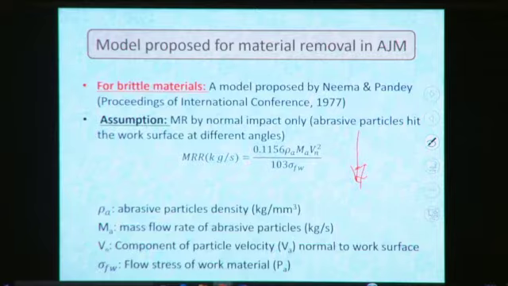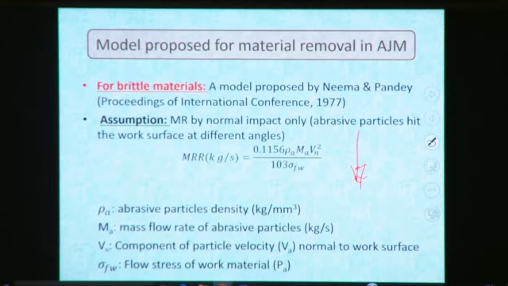They have not considered any inclined impact, as the nozzle is vertically normal to the workpiece, not inclined. That's why material removal is by normal impact only, and the abrasive particles do not hit the workpiece surface at different angles. Only at a 90-degree normal angle will the abrasive particle hit the workpiece surface.